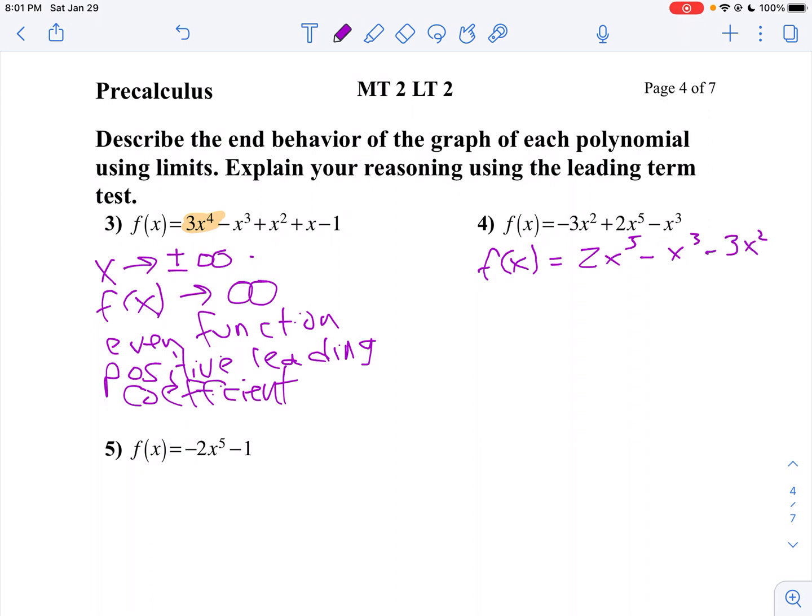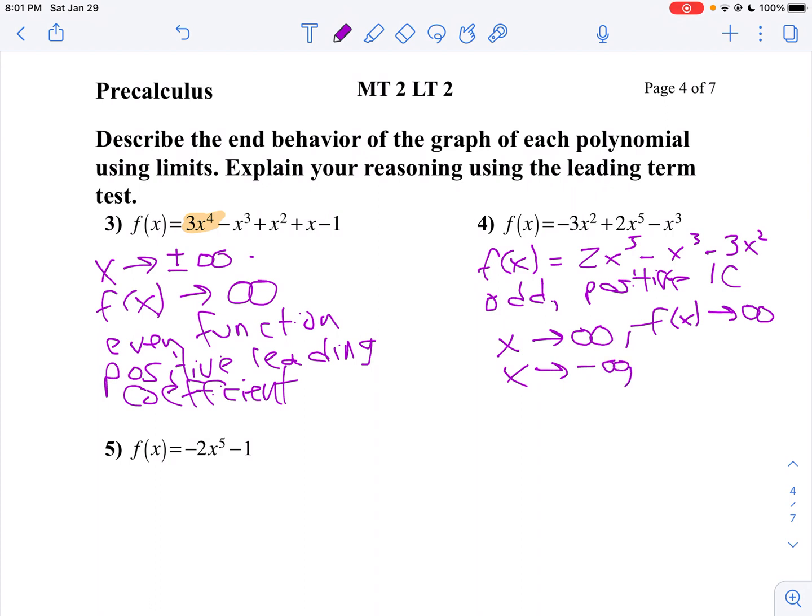So what does that tell me? Well, this is an odd function with a positive leading coefficient, which I'll abbreviate as LC. So in other words, as x approaches positive infinity, f of x is going to approach positive infinity. As x approaches negative infinity, f of x is going to approach negative infinity. I get that from my chart on the previous page, of what we've done before.